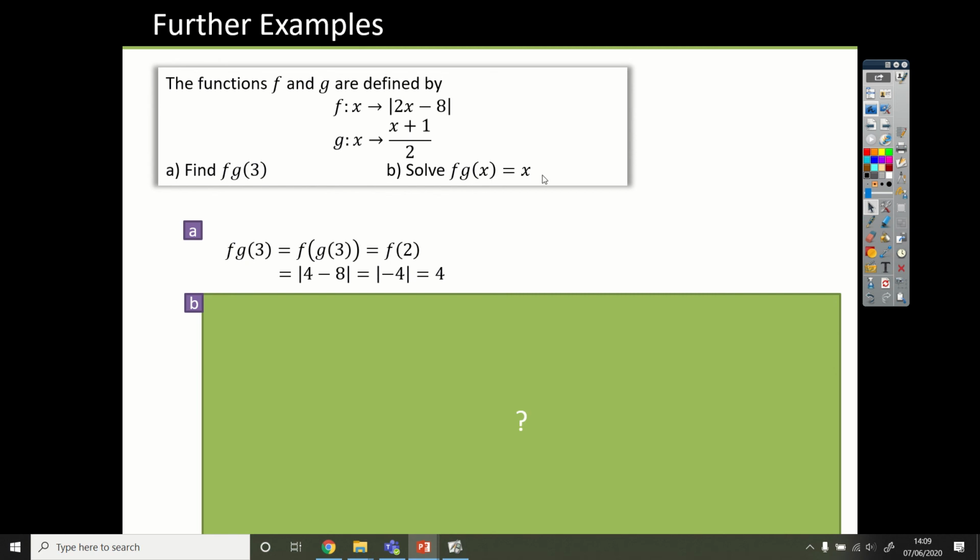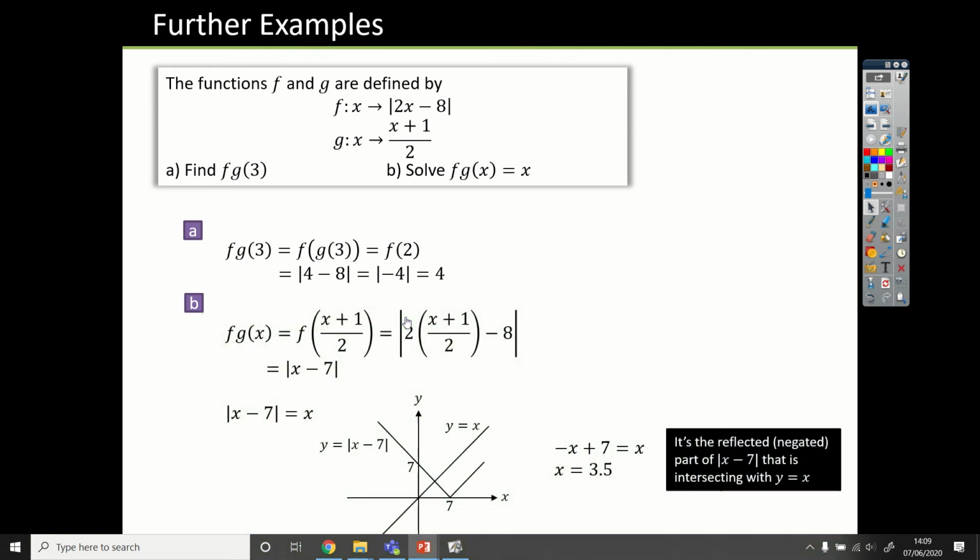Okay, fg of x equals x, so I want a function of x for that. All of this goes into your modulus, so g goes first, put it into the x for f, that's how it looks. Tidy it all up, the 2 and the 2 cancel out, and you get x minus 7 in your modulus. I want that to equal x, and that's just the thing that we did last week. So you plot your x minus 7 modulus function, you plot y equals x, and it looks like you get a single solution. You get your solution on this negative branch. This left branch is 7 minus x, or minus x plus 7. So you solve that and you get 3.5. Hopefully still nice and easy.